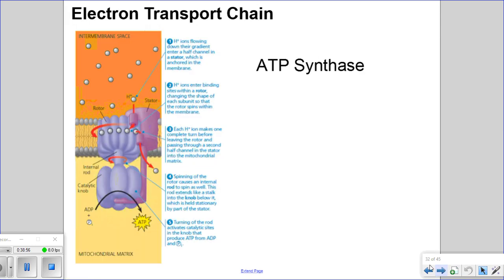So this is another look at the ATP synthase. There are a lot of different components to it, but basically you have your intermembrane space of the mitochondria, and you have the mitochondrial matrix. So we have our high concentration of hydrogen ions, and as they move through this ATP synthase, this will cause rotation, which will take that ADP and an inorganic phosphate and create ATP.